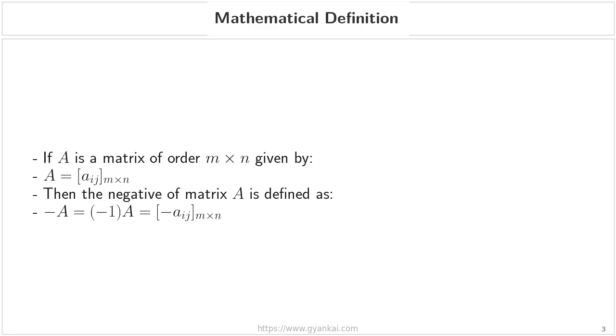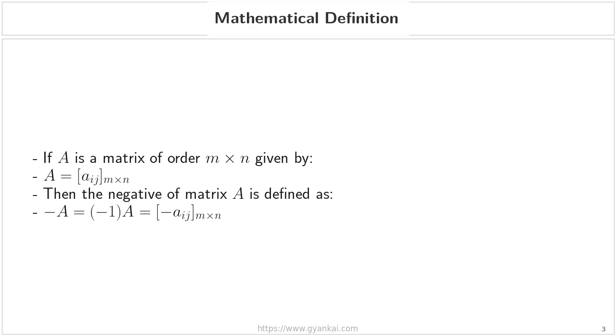Mathematical definition. Now that we have a conceptual understanding of what a negative matrix is, let's look at the formal mathematical definition. Suppose we have a matrix A with a dimension of m by n, where the individual elements within the matrix are represented by the notation a sub ij. The negative of this matrix A is formally defined as negative A, which is mathematically equivalent to multiplying the entire matrix A by the scalar -1.